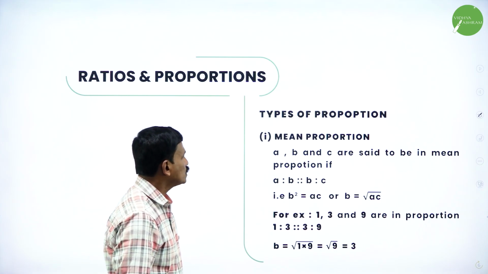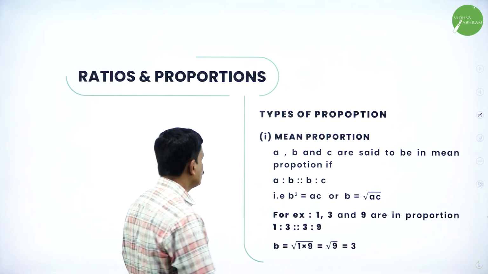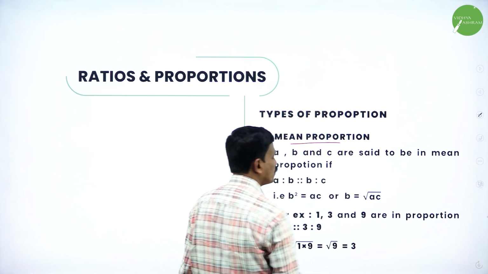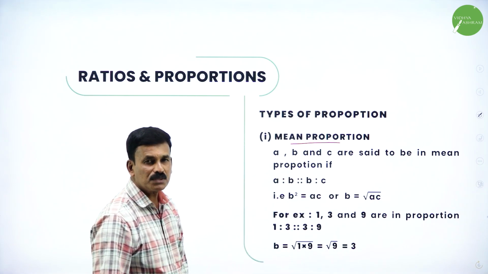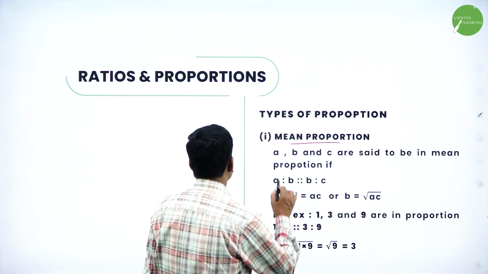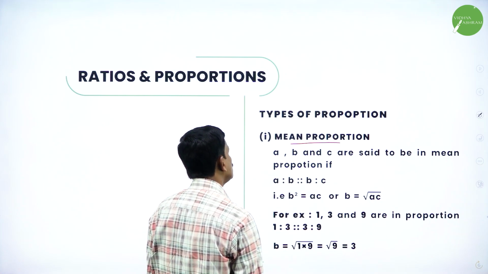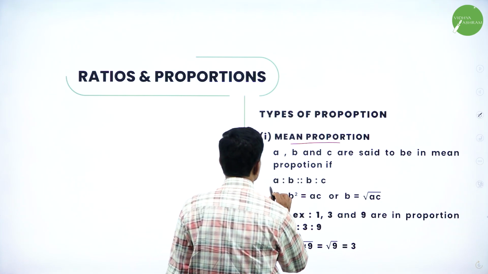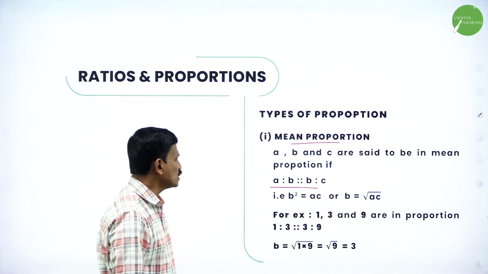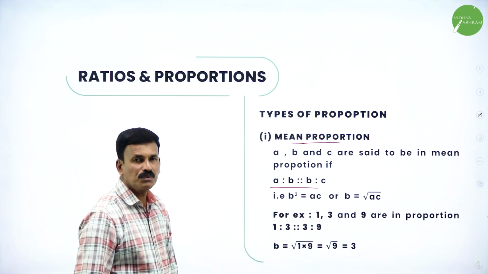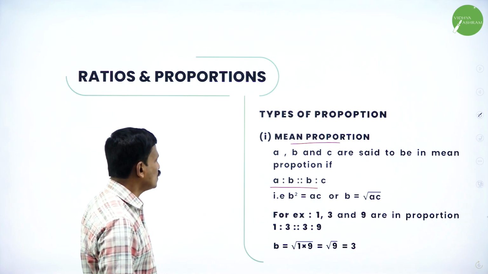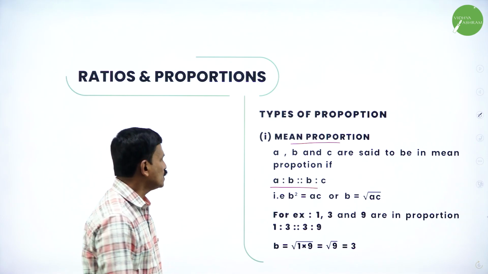Now move on to the types of proportion. There are different types of proportion. The first one is mean proportion. What is mean proportion? Suppose A, B and C are said to be in mean proportion if A is to B as B is to C. So if A is to B as B is to C, then we call A, B, C in mean proportion.